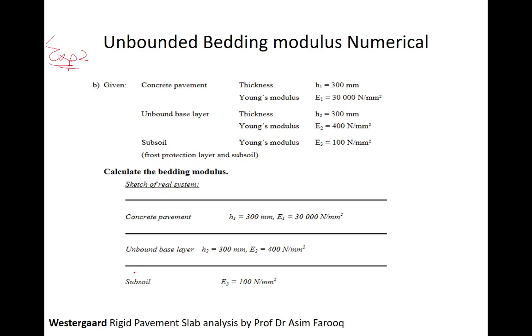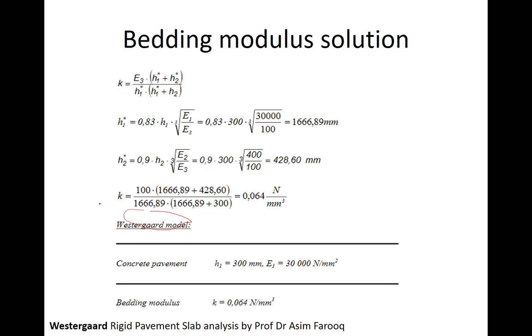Okay, so keep in mind one thing: to determine the bedding modulus for the bounded and unbounded layer, we have a completely different way. We have the concrete layer, then the unbounded layer, and then the subsoil condition. To determine the bedding modulus, we have a formula: K is equal to E3 into H1 static plus H2 static into H1 plus H2. To determine H1, we have a clear formula, C1 H1 into E1 by E3. Similarly for the H2 layer as well.